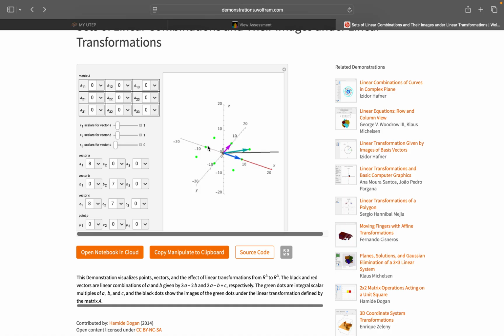This would be negative a plus b. We would end up around here for c. So instead of going in the positive direction, our c vector would end up going in this direction.